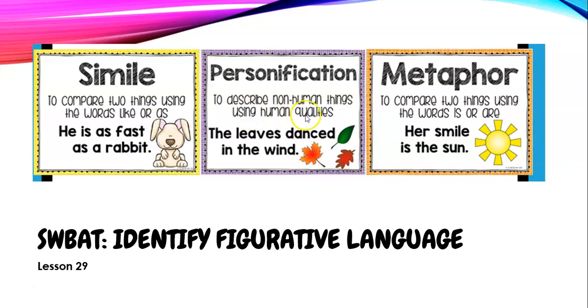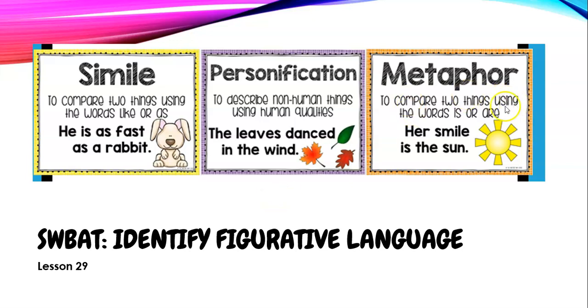Personification describes non-human things using human qualities. The leaves dance in the wind. Boys and girls, can the leaves really dance in the wind? No. What is the actual meaning of this? That means they're flying away, right? It's probably very windy outside.